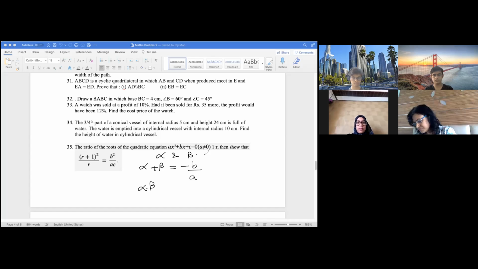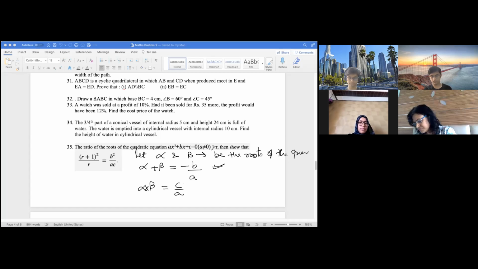These are the roots. Okay, we will write: let alpha and beta be the roots of this general quadratic equation. So sum of the roots, alpha plus beta, is equal to -b/a. This is proved, this thing you have to use. And product of the roots, alpha into beta, is equal to c/a.